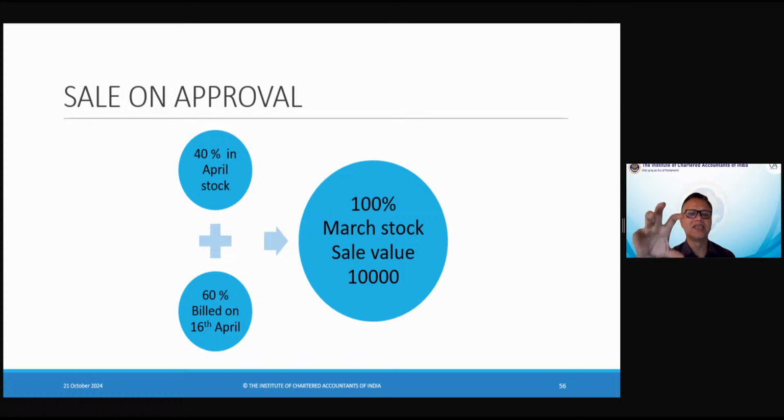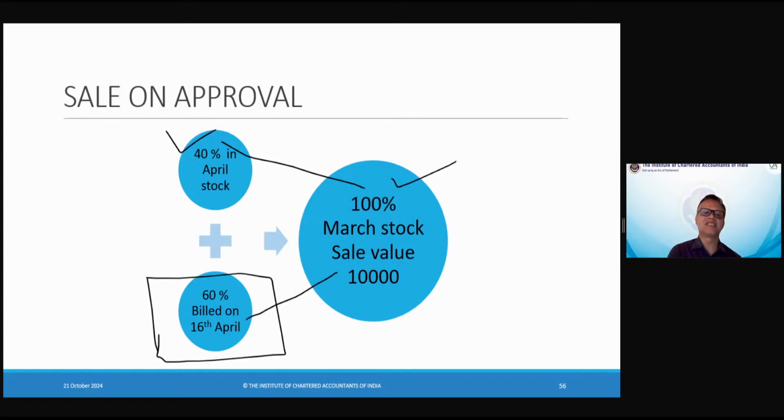So total 100% is the March stock value of 10,000. Out of that 100%, your 40% came to this April stock and 60% was billed. Now what happens is, in this March stock, this 40% will already be there. So what we have to find out is, it's already there. To find out this 60% which is billed, we have to find this value at cost, for adjustment to the inventory.